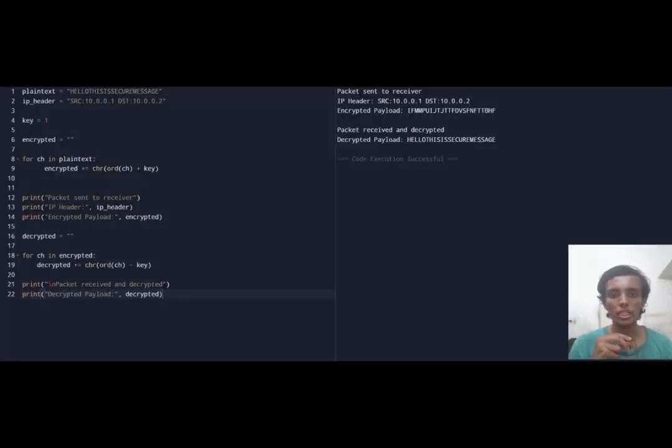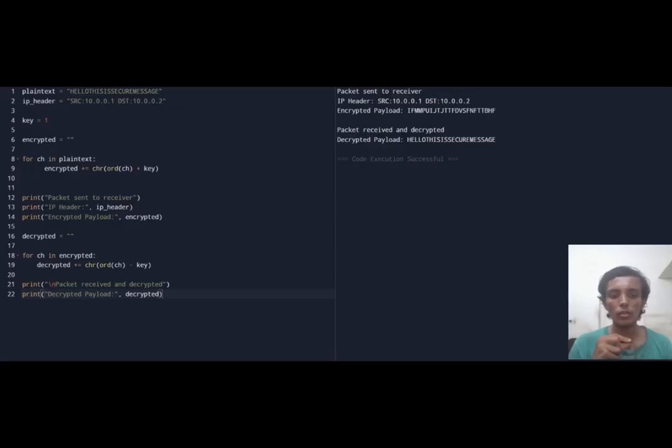Hello everyone, my name is Sachin and I'll be demonstrating the simulation of IPsec modes using a Python program. First, let's look into transport mode. In this mode, only the payload, which is the actual message data, is encrypted. The original IP header remains visible.